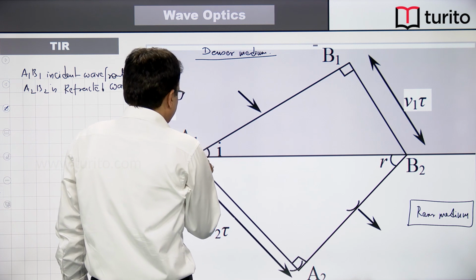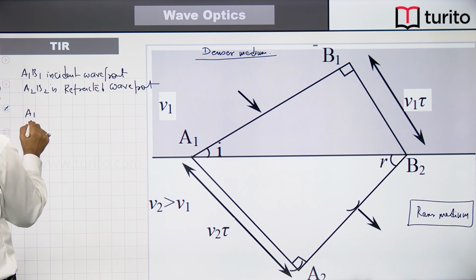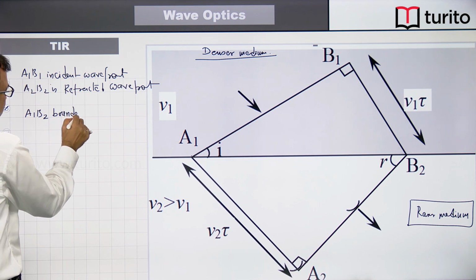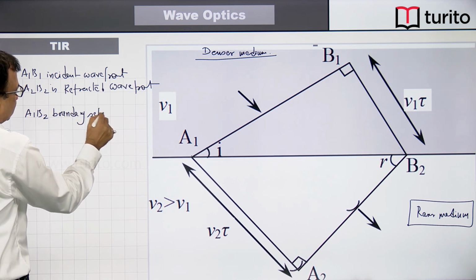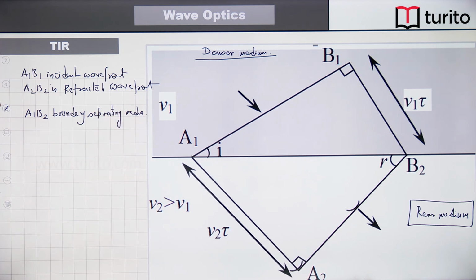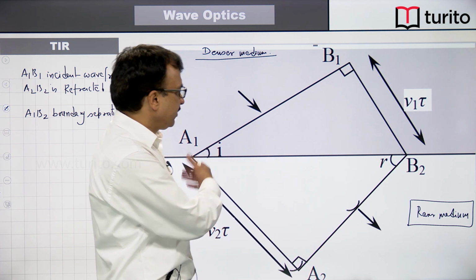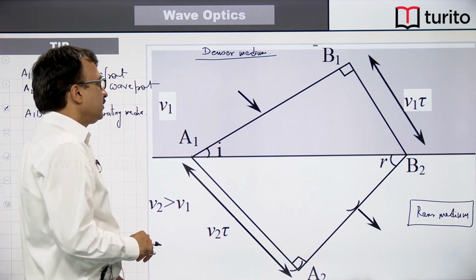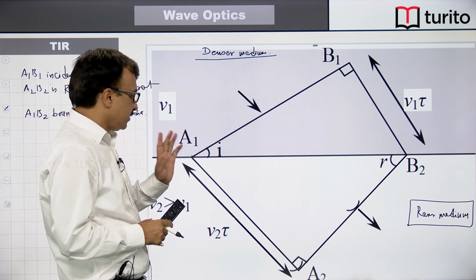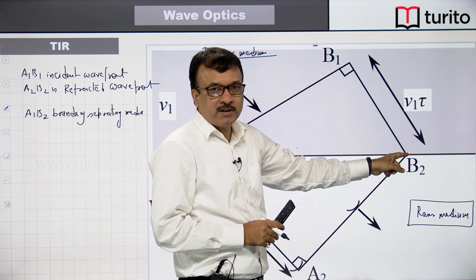So what happens? This point of the wavefront strikes the boundary separating two media. This is the angle of incidence, and this is the angle of refraction, as I told you in the previous discussion. So, A1 B1 is a wavefront. This point of the wavefront strikes at t equal to 0, and this point of the wavefront takes time tau to reach the boundary separating two media.